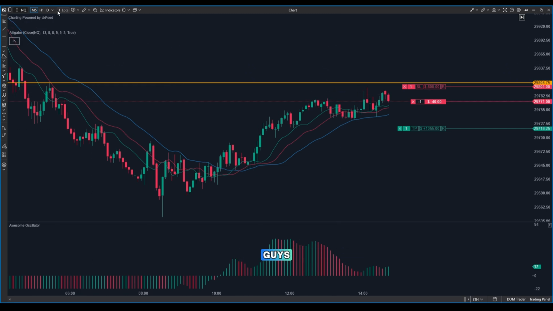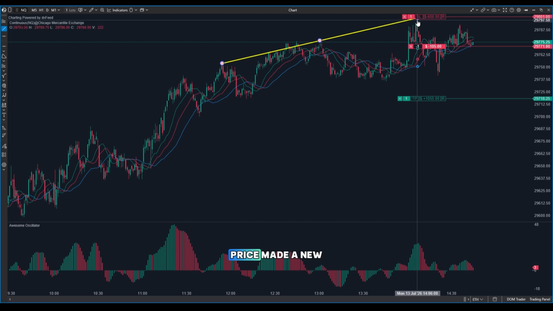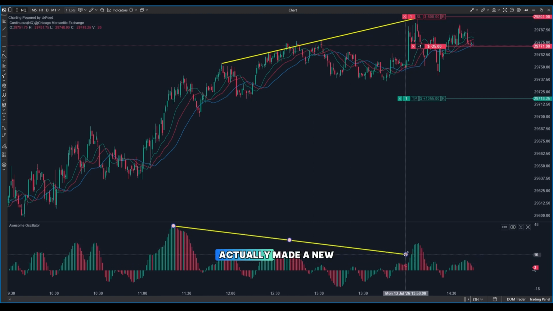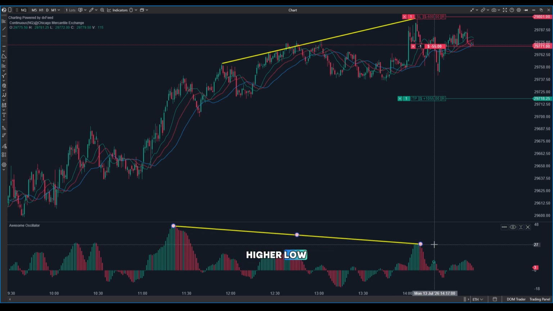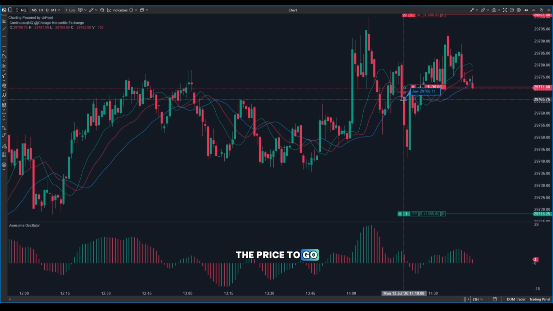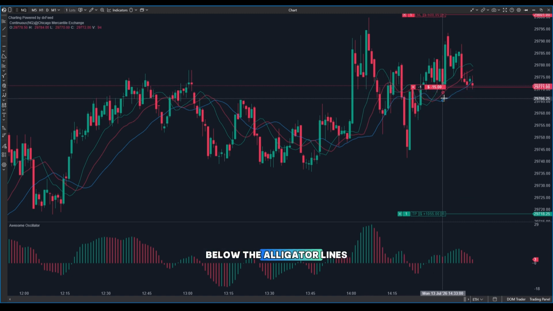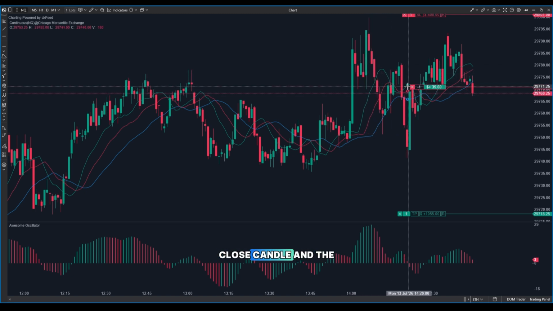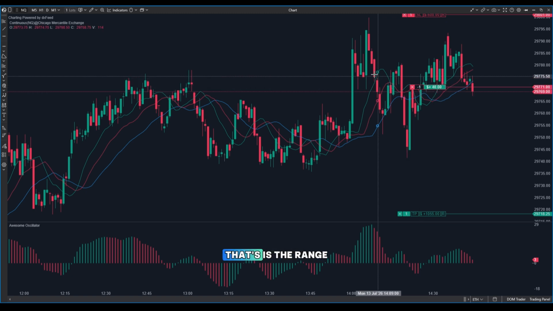I show you guys. Looking at the bigger picture, price made a new high. AO did not actually make a new higher low. That being said, we have waited for the price to go below the alligator lines, and on the way back up, I marked this up close candle and the green line. That is the range I like to get in.